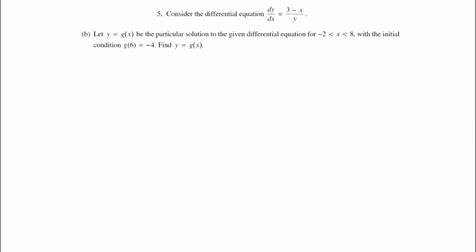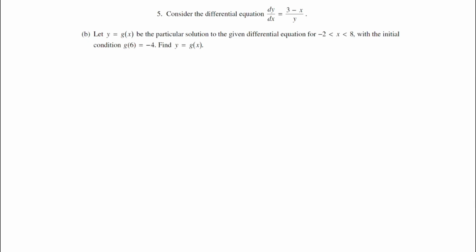And here in part B, we've now got y equals g of x as a particular solution to this. For negative 2 to 8, and the initial condition is g of 6 is negative 4. We want to find g of x. So really all we're doing here is doing a separable differential equation.